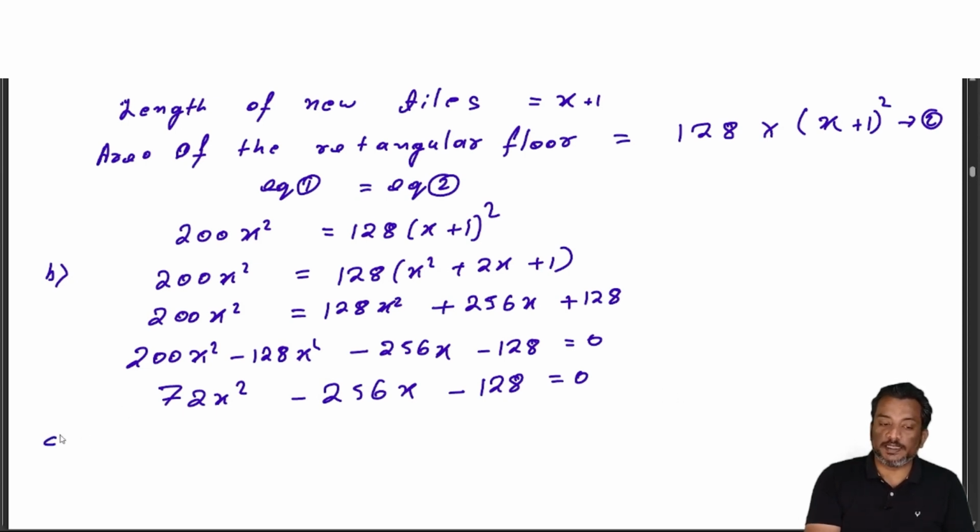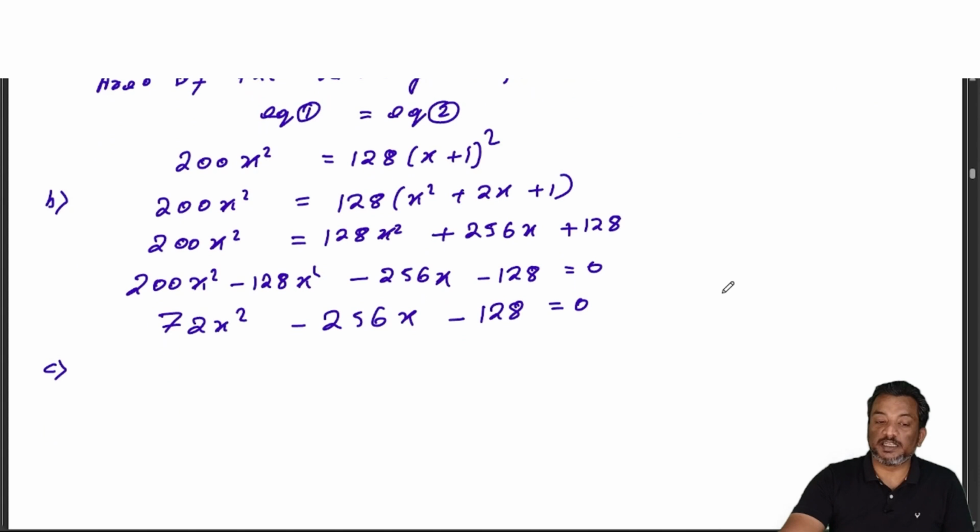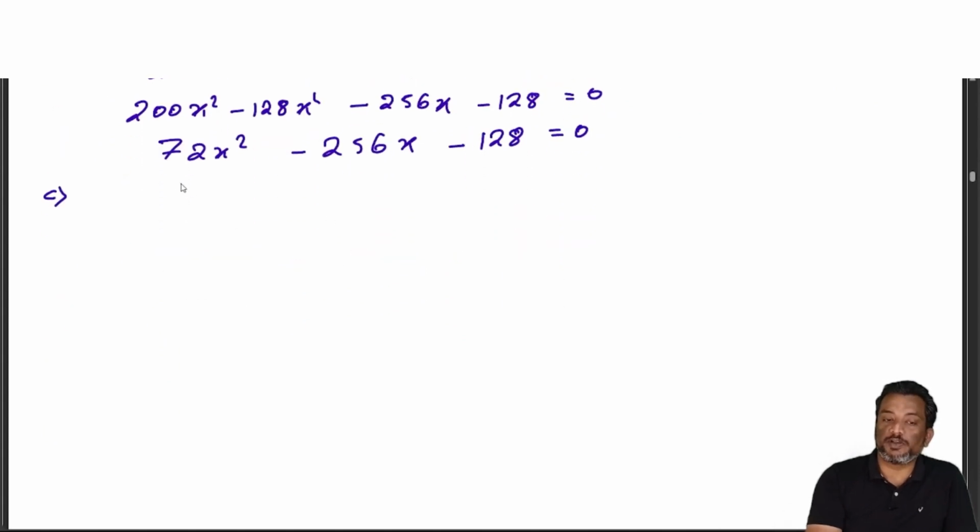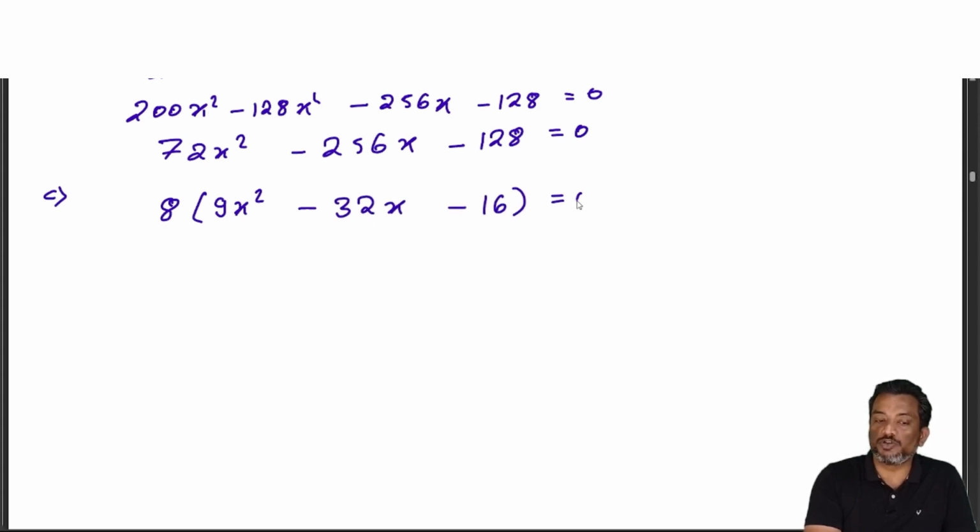Now the third one says find the value of x using factorization. First you can see they are all multiples of 8, so we can take 8 common. So we will get 9x² minus 32x minus 16 is equal to 0. Now this 8 will go to the other side, divided with the 0, so you will get 0. So you can say 9x² minus 32x minus 16 is equal to 0.